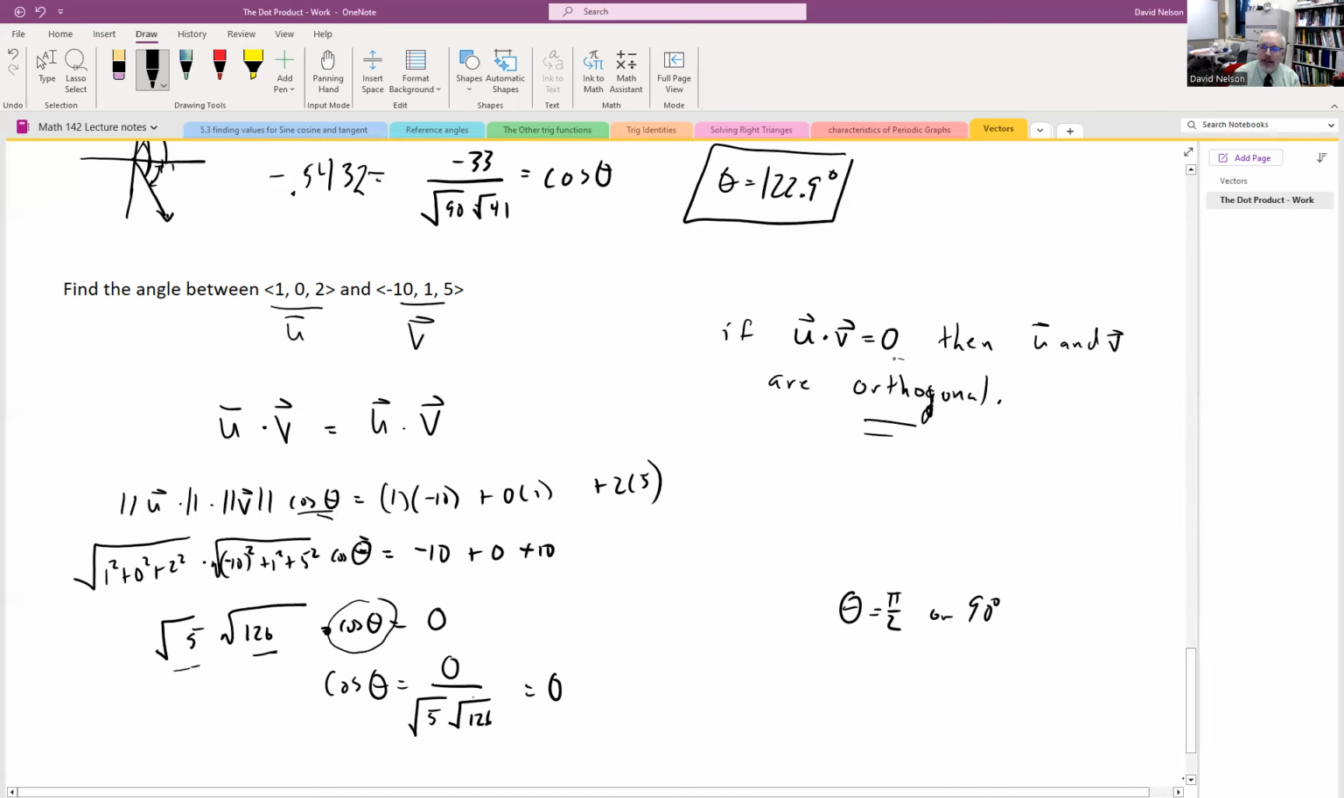So if our dot product turns out to be 0, even if one of our vectors is the 0 vector, the 0 vector is technically perpendicular to every other vector, even though it has no length. We call it orthogonal. But if their dot product is 0, we know that the two are perpendicular or at right angles.